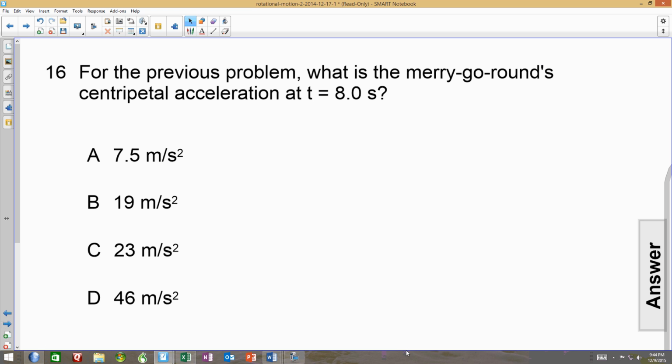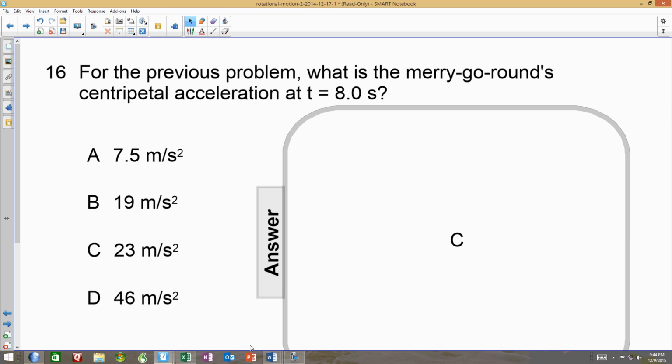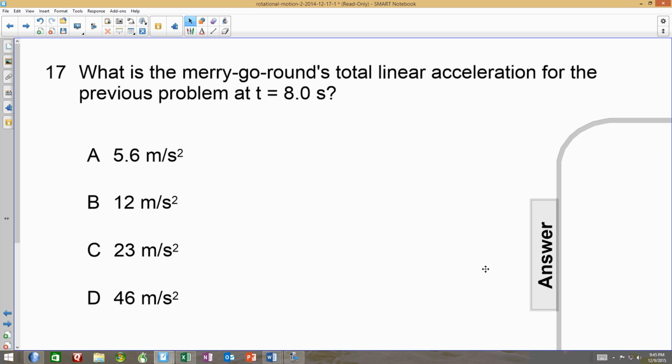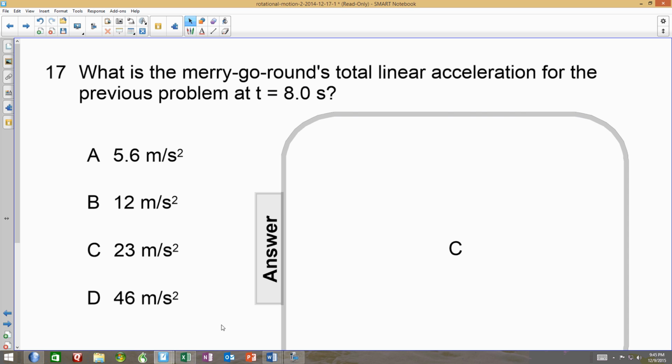For the previous problem, what is the merry-go-round's centripetal acceleration at 8.0 seconds? Go ahead and pause the video now. Okay, so let's see if you calculated the correct answer. You should have gotten 23 meters per second squared. Again, if you didn't get the correct answer, go ahead and send me a note in Edmodo. What is the merry-go-round's total linear acceleration for the previous problem at t equals 8.0 seconds? Go ahead and pause the video now. Okay, you should have gotten 23 meters per second squared.